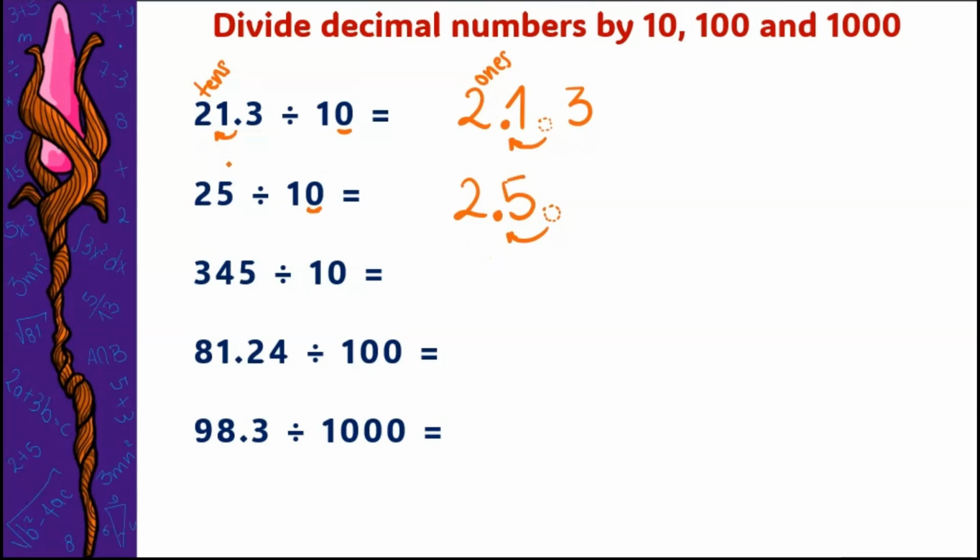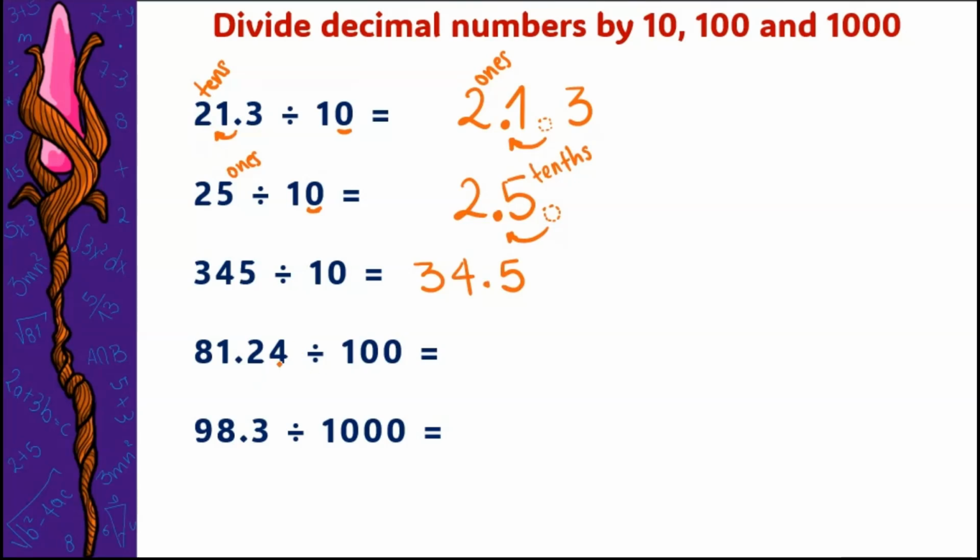Again, you can check. Let's check the 5. It was in the position of the ones. And now it's in the position of the tenths. It becomes 10 times smaller. We were dividing by 10, so yes, it is correct. Something similar happened with this, the 345. The point was here at the end, and then we should move it one place to the left. So 34.5.